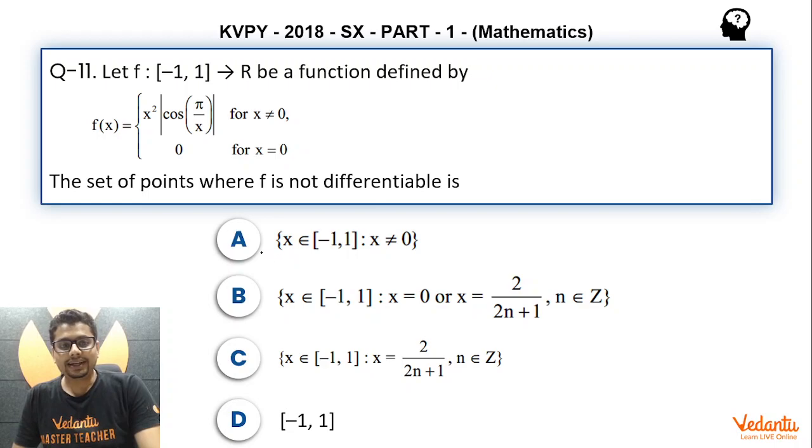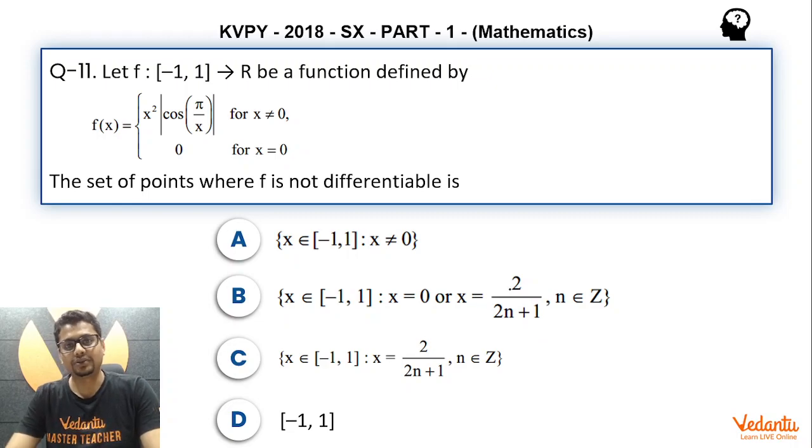Now here A is surely incorrect. Why? Because x equal to 0 is one of my suspicious points, and option A goes on to say the function is not differentiable everywhere except x equal to 0 in this interval -1 closed to 1 closed. No, it's wrong. Why? Because I have only two types of suspicious points: x equal to 0, at which the function turns out to be differentiable, and x equal to 2 by 2n plus 1, where n is an integer.